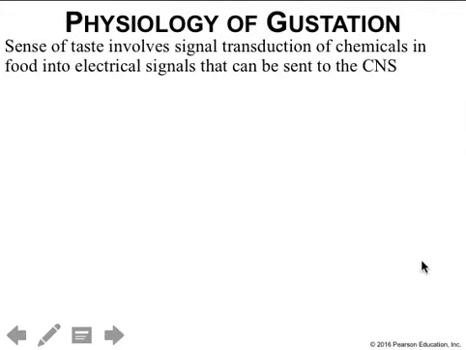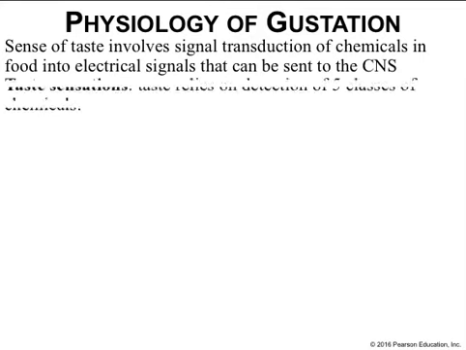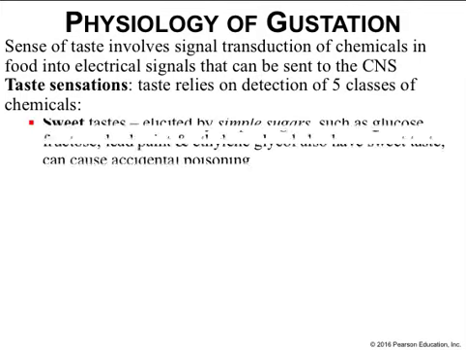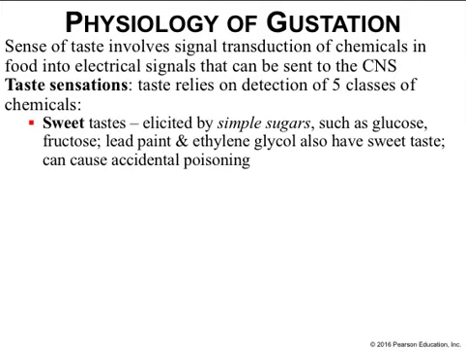The sense of taste involves signal transduction of chemicals in food into electrical signals that can be sent to the central nervous system. Taste sensations rely on the detection of 5 classes of chemicals. Sweet tastes are elicited by simple sugars such as glucose and fructose. Lead paint and ethylene glycol also have a sweet taste. This can cause accidental poisoning. The taste is related to the shape of the molecule. It binds the same receptor.